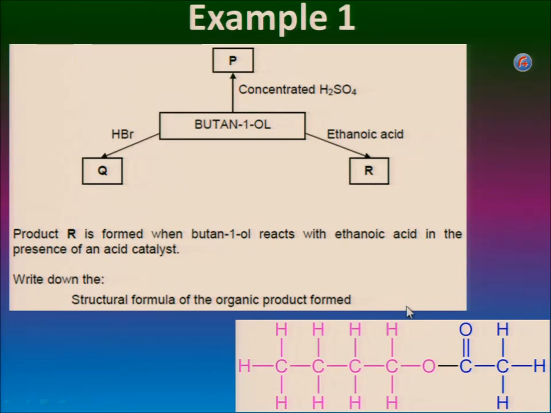Now to paste your ester together, you have your 4 carbons from butanol, 1, 2, 3, 4. And now you have your ethanoic acid, which has 2 carbons, and they are pasted together with the oxygen from the butanol.